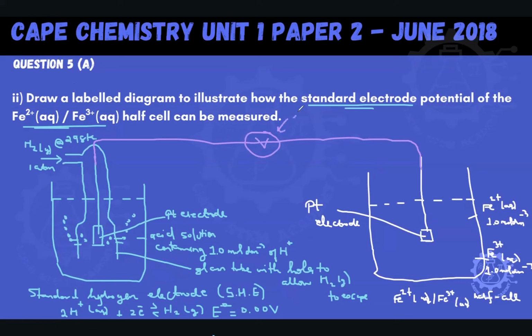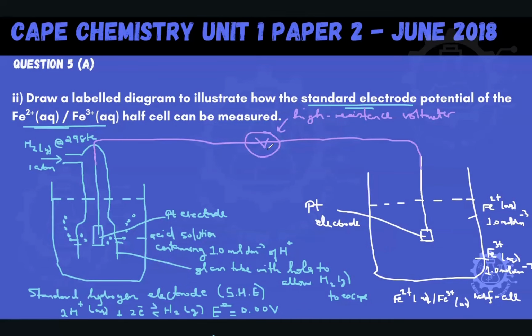It's going to need to be a high resistance voltmeter. So let's just jot that down here. High resistance voltmeter, and that will give us our voltmeter reading, which will be the standard electrode potential of this half cell. So we need a high resistance voltmeter. So let's just label that real quickly. All right, so we have that high resistance voltmeter. That's going to be here.